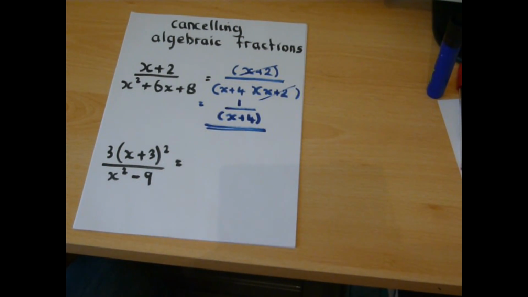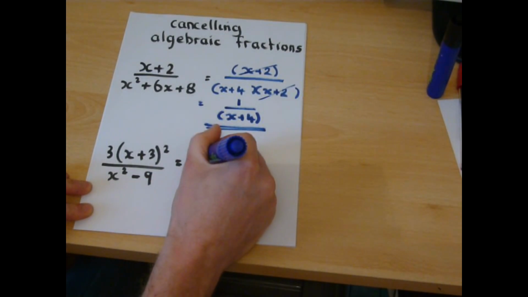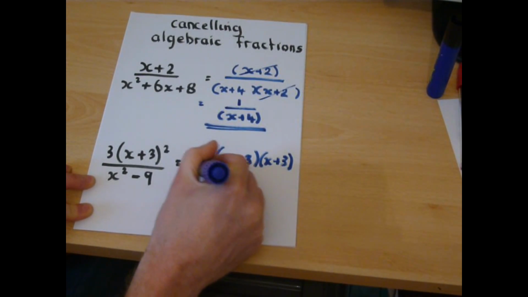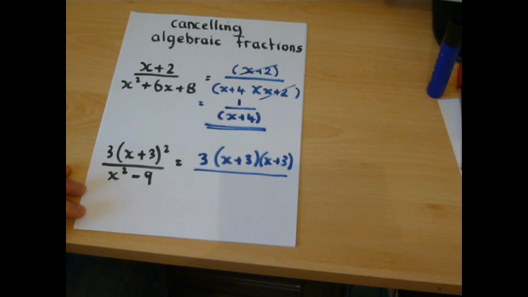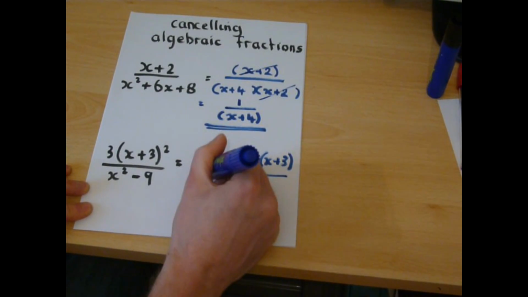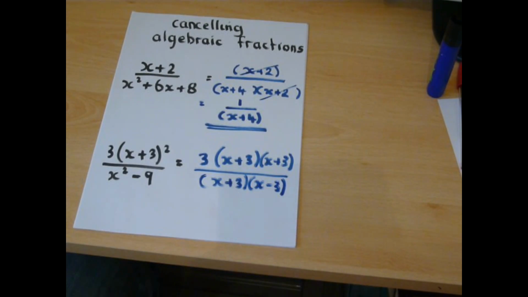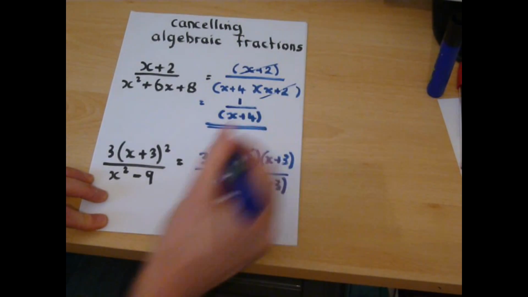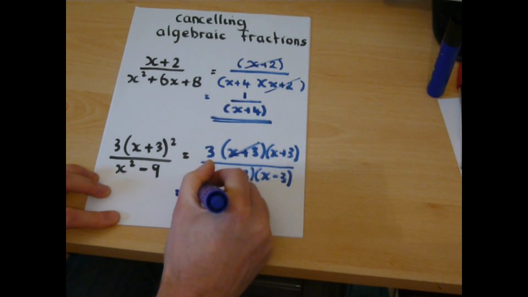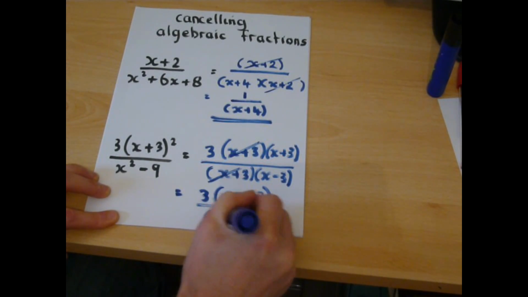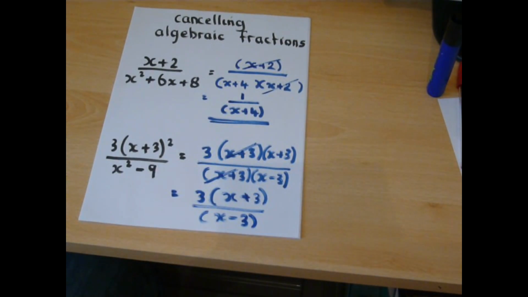The second one, we write at the top longhand, and then we recognise that as being the difference of two squares, which will be 4 x plus 3 and x minus 3. We look for what cancels, and we're left with 3 over x minus 3. And that is a simplified cancelled down fraction.